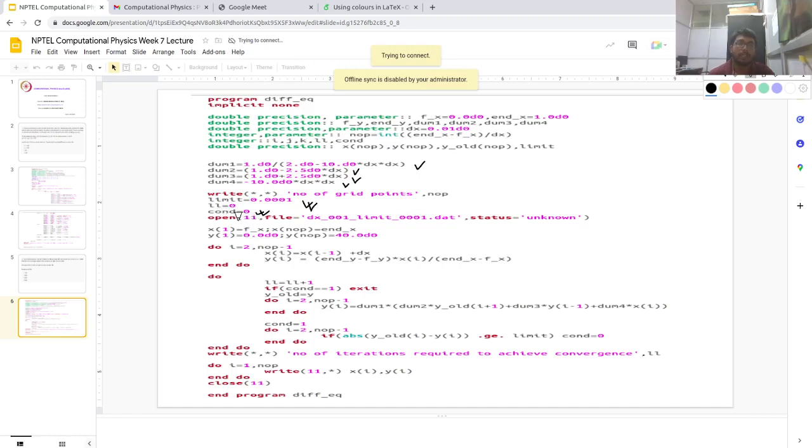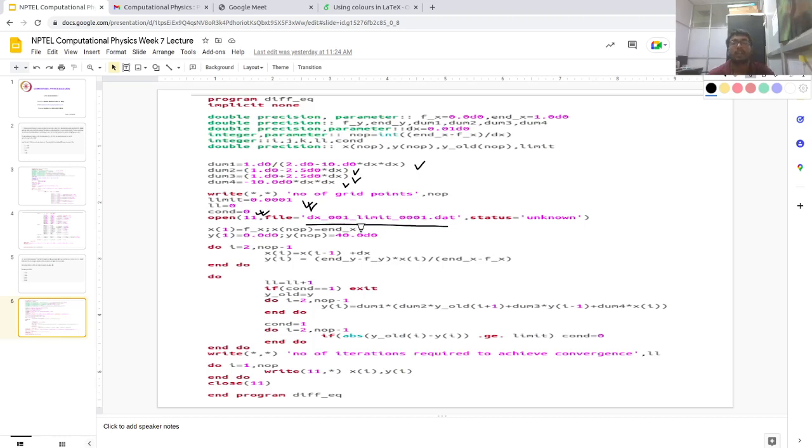So let's say and then you are opening a file by this name, and then you are assigning the first value of x and y array as this, that fx is given by 0, and for the 0 value of x you have y to be 0, right? And then for the last value of x, the x value will be given as 1, and for the last value of x the y is given to be 40 as per question.